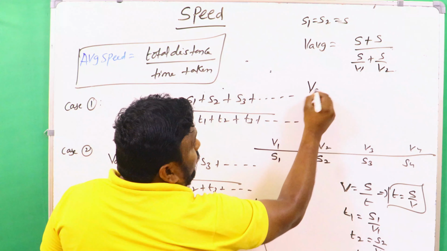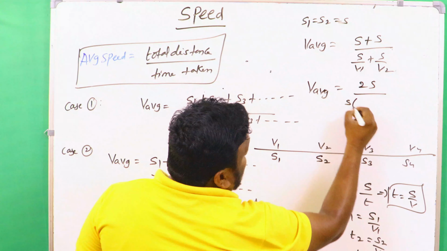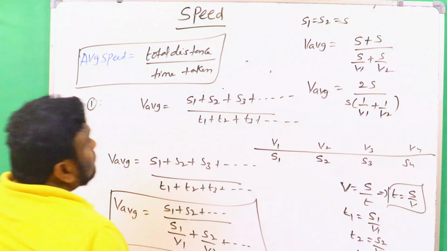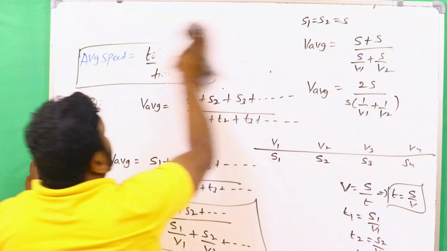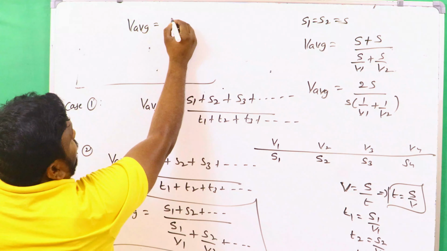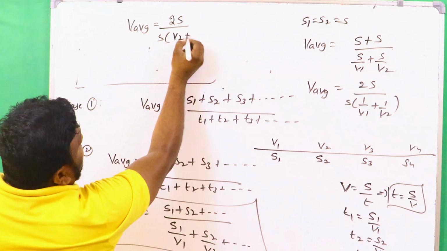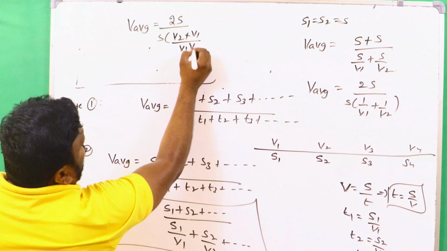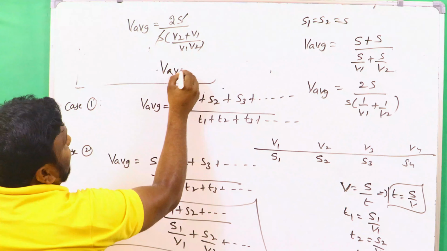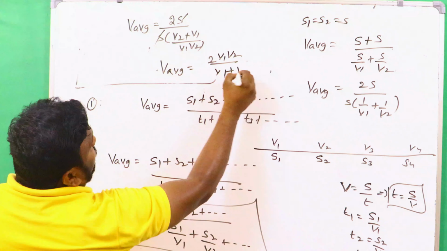Then what do we write here? V average is equal to S plus S, 2S, by... S is common here. 1 by V1 plus 1 by V2. Then do the LCM. Then here V average is equal to 2S by S of, do LCM here, V2 plus V1 by V1 V2. S, S cancel. Then what you get here is V average is equal to 2V1 V2 by V1 plus V2.